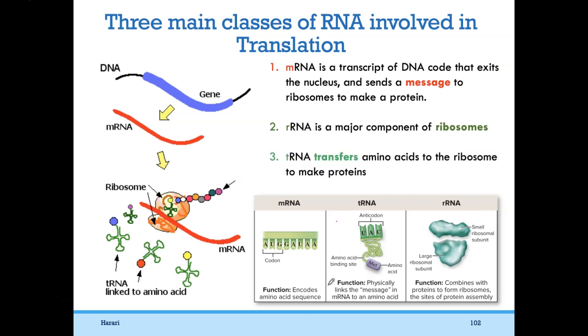Finally, tRNA, or transfer RNA. These are molecules that transfer amino acids to the ribosome so they can be connected to make proteins. So transfer RNAs physically link the message in mRNA, right? It links a codon of mRNA to an amino acid. So transfer RNAs are very important for translating the message of mRNA into amino acids.